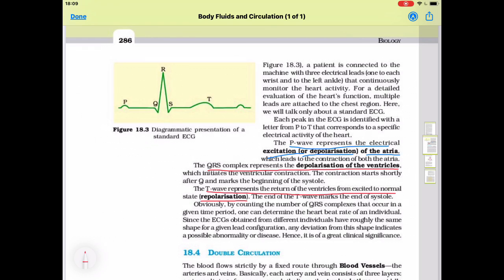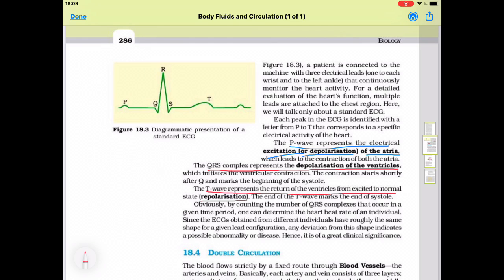A patient is connected to the machine with 3 electrical leads, one to each wrist and the left ankle. These leads monitor the heart activity. For a detailed evaluation of the heart's function, multiple leads are attached to the chest region. Here we will talk only about a standard ECG.